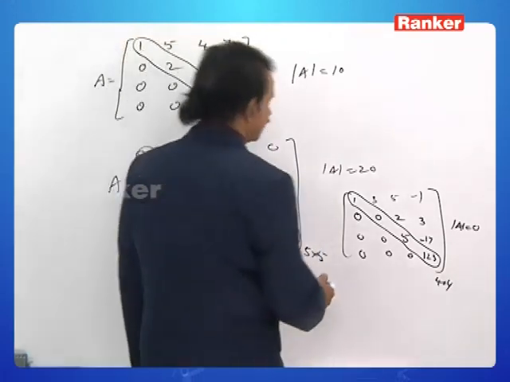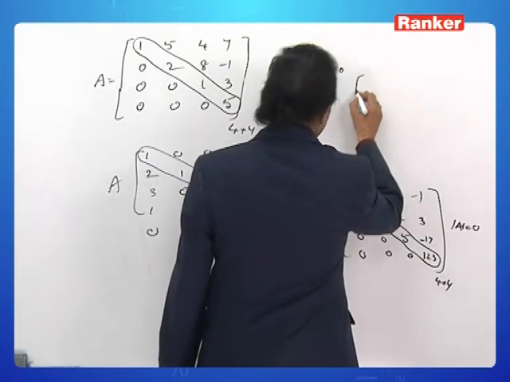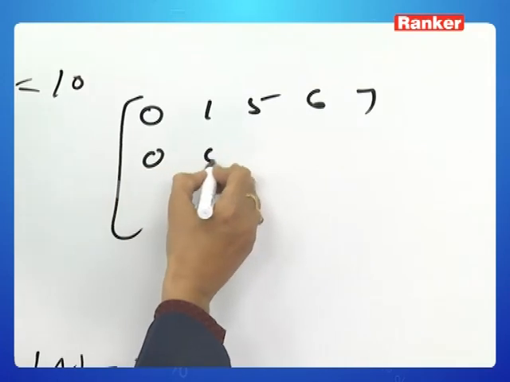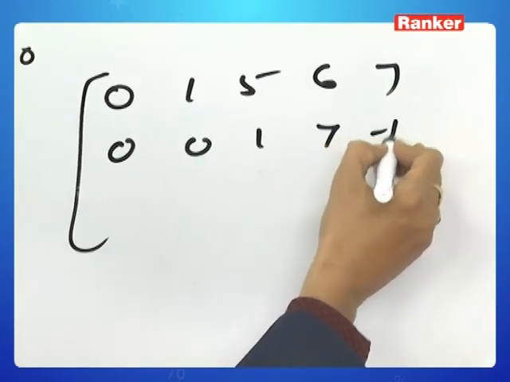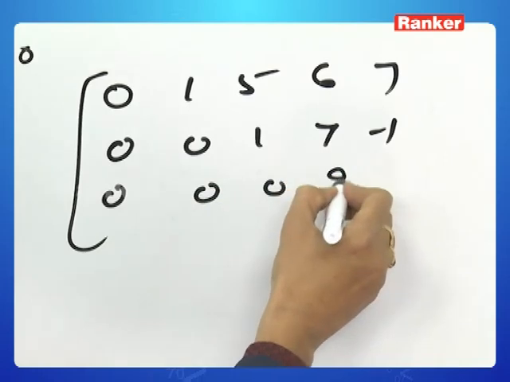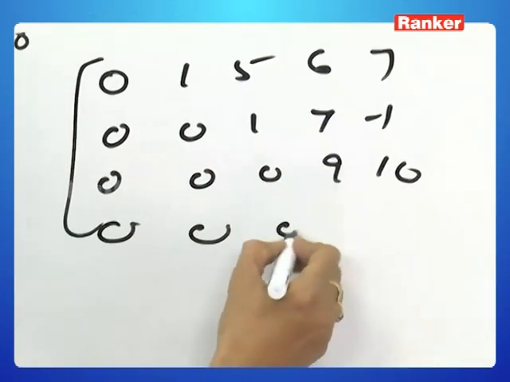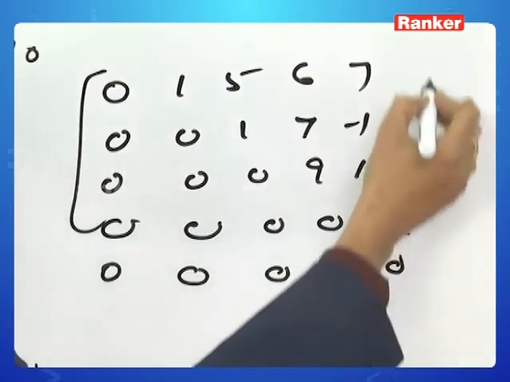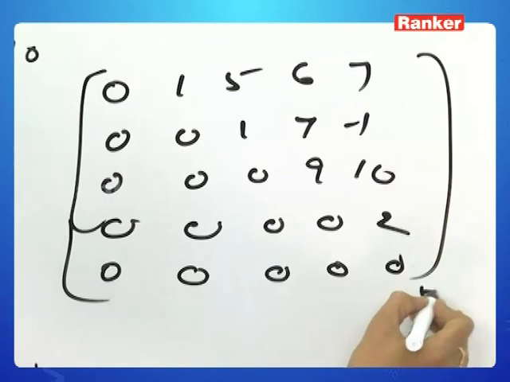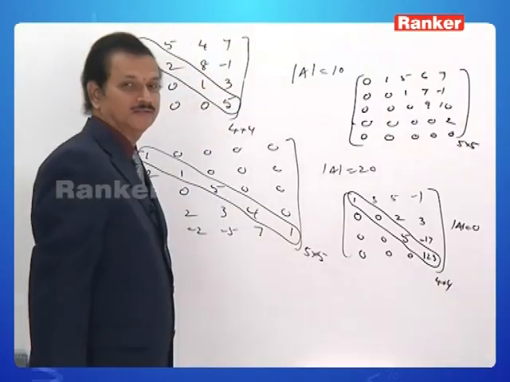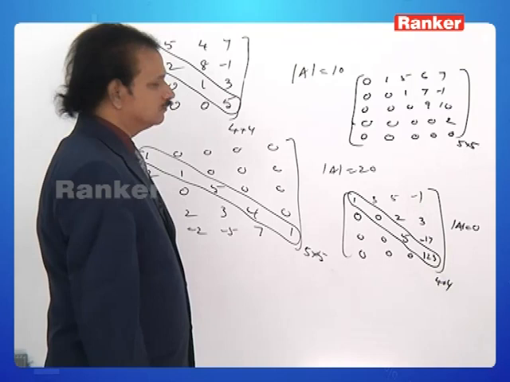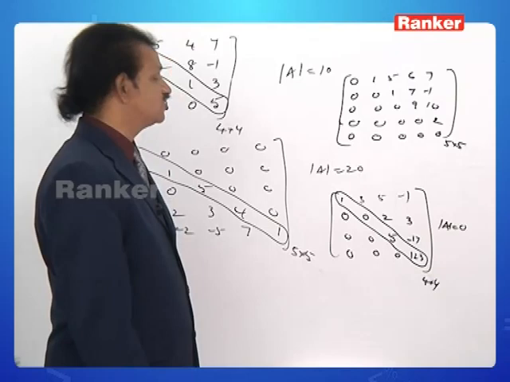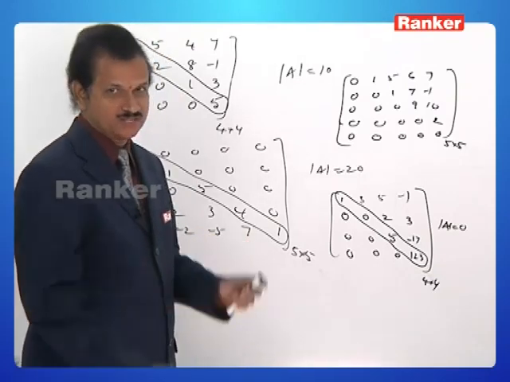Come on, my dear. Let me give you the example of a strictly triangular matrix. Look here. 0, 1, 5, 6, 7. 0, 0, 1, 7, minus 1. 0, 0, 0, 9, 10. 0, 0, 0, 0, 2. 0, 0, 0, 0, 0. This is a 5 by 5 matrix. Look here. Strictly triangular. First of all, it is triangular. So its determinant is 0. Good.